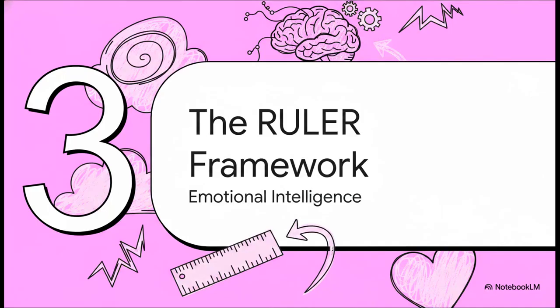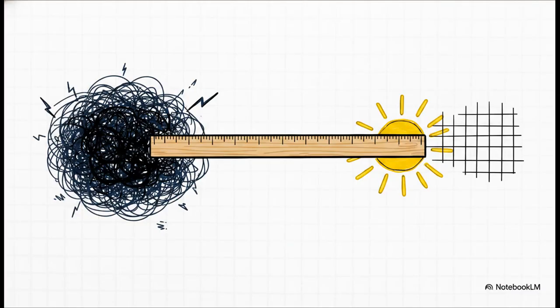Which brings us to Section 3, the ruler framework. To help us make this crucial brain shift consistently, Dr. Brackett created a really specific structure. RULER is this incredibly useful acronym mapping out the entire emotional intelligence journey. It stands for recognizing, understanding, labeling, expressing, and regulating your emotions. And this framework proves a really important point. Emotional intelligence isn't just about feeling more or being overly sensitive.